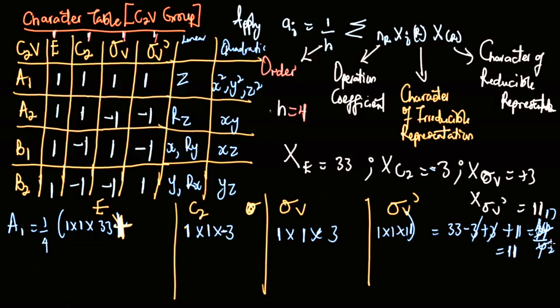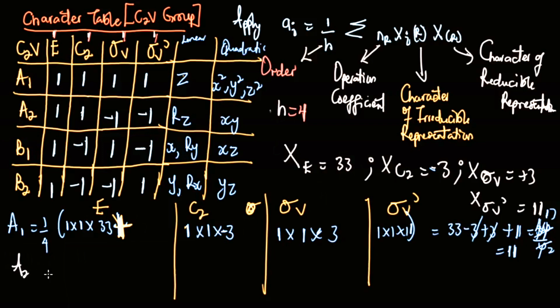So 44 over 4 gives 11. One thing you need to know: anytime you have a fraction, you've done the wrong thing. You can never have a fraction. Once you have a fraction, you've done the wrong thing. So we have 11 A1.